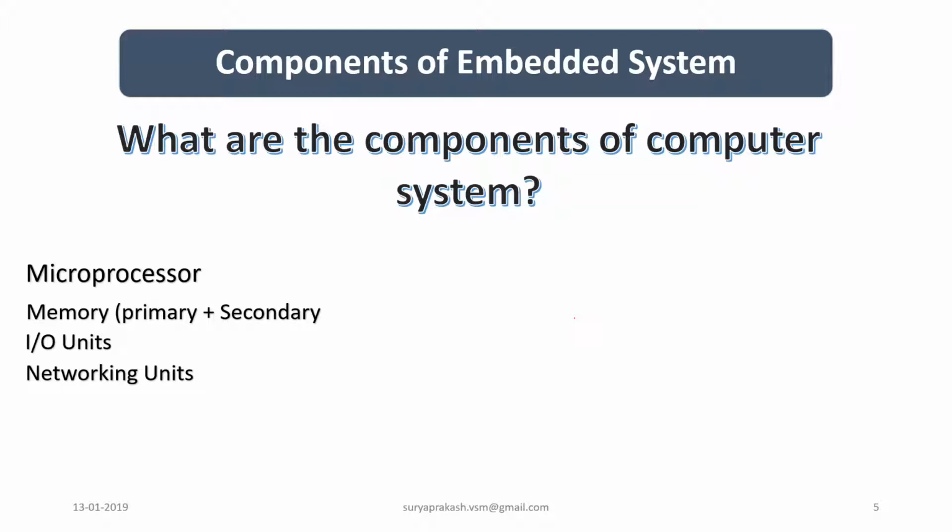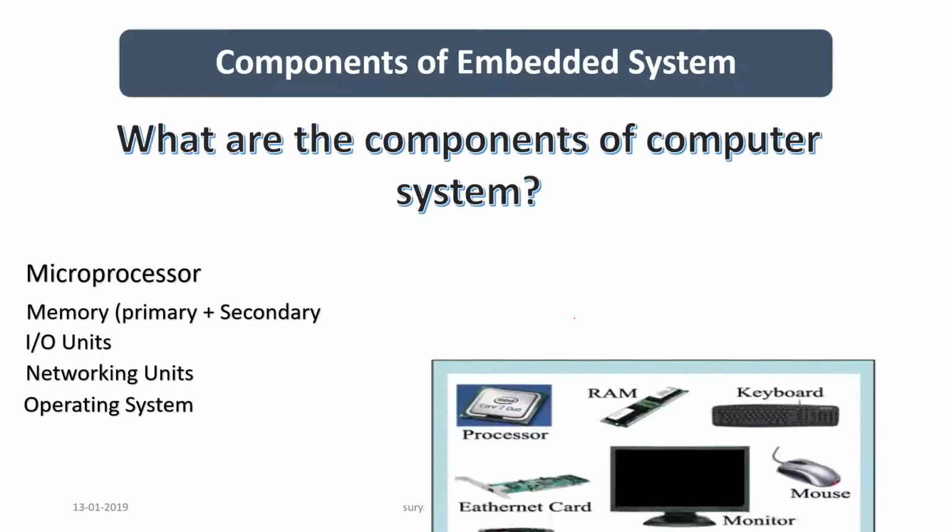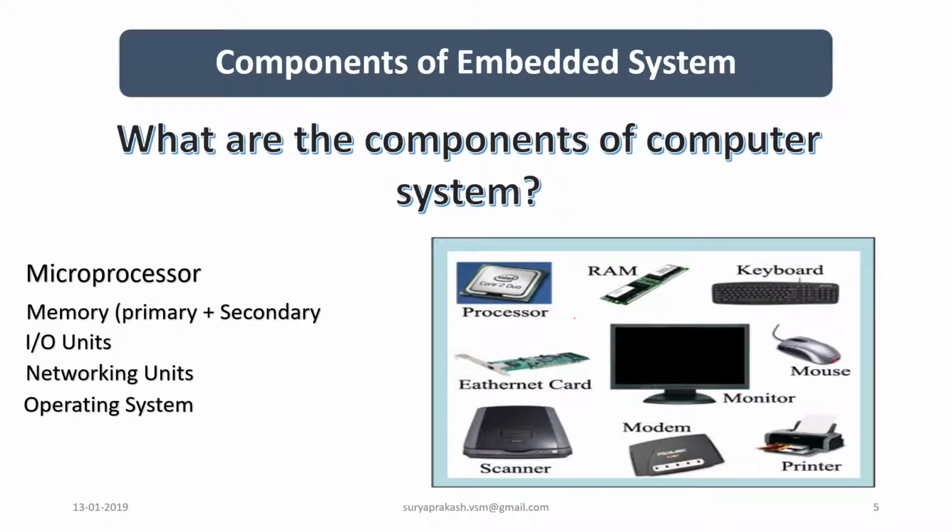and then the networking unit. The networking unit will primarily have the USB port, and to connect with the internet, we'll be using Ethernet and Wi-Fi. The last thing is the software part, the operating system on which the system is going to work. And these are considered the major parts of the computer system.